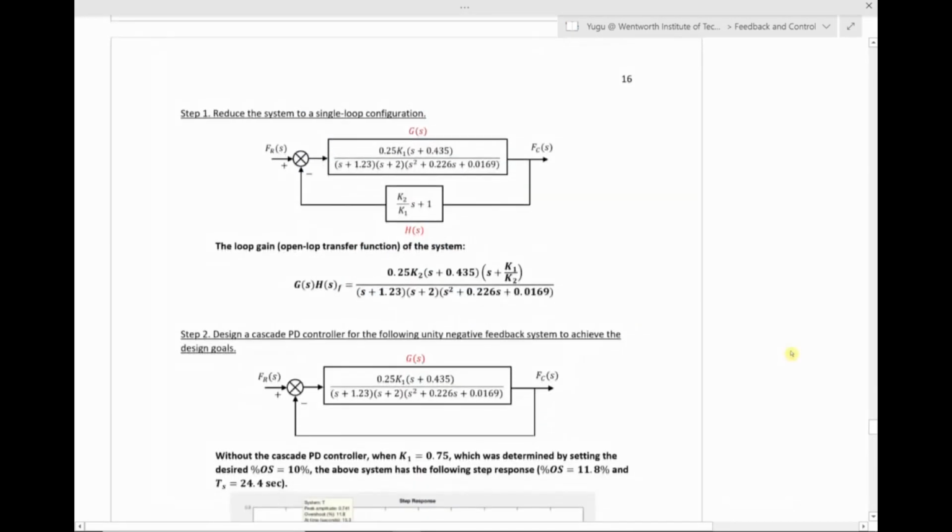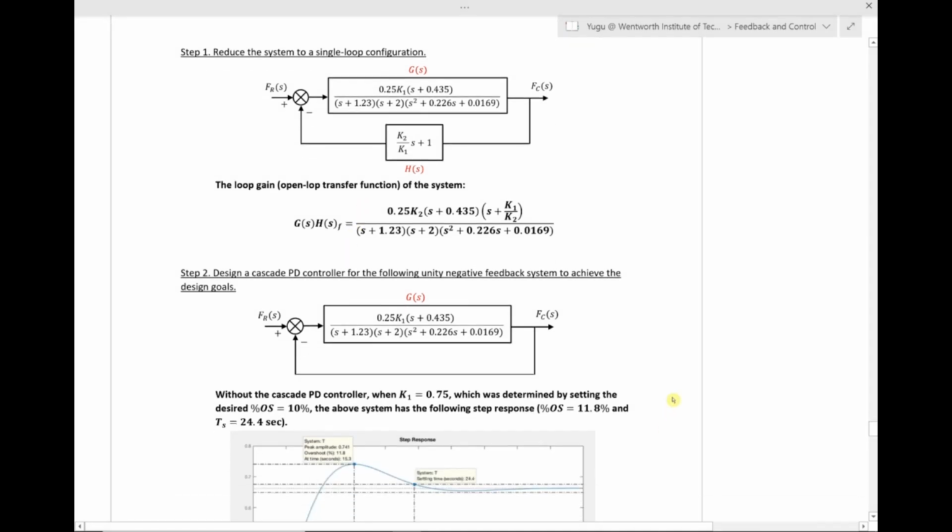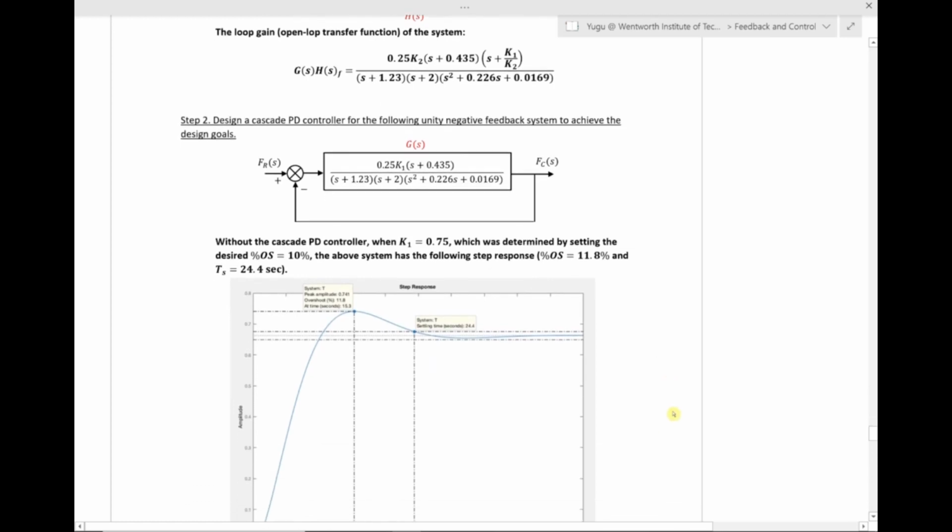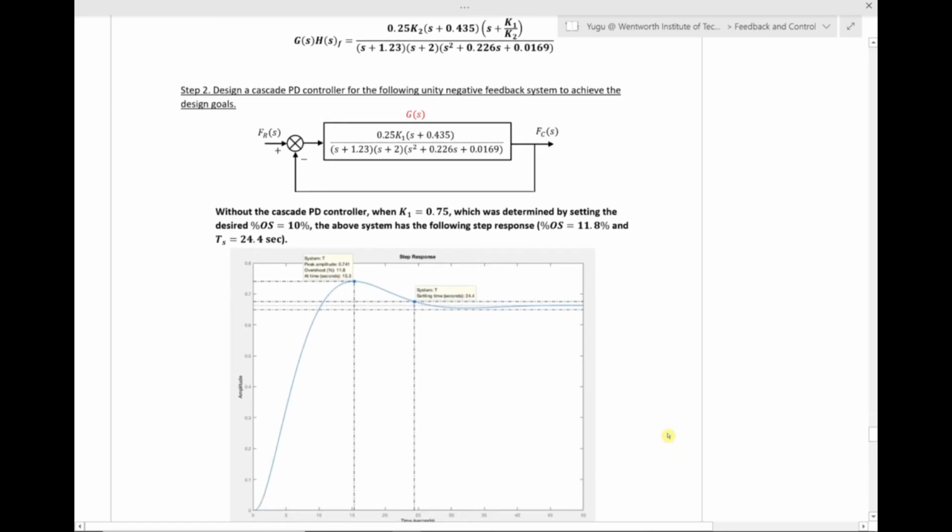Step 1 is to reduce the system to a single loop so that we can write the open loop transfer function, which is denoted as G(s)H(s) sub F. The second step is to remove the feedback compensator and design a PD controller instead to achieve the desired time response. So this is the system without the feedback compensator. It has been reduced to the unity feedback configuration.